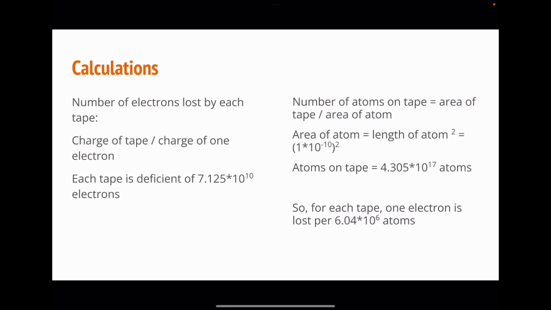The number of electrons lost by each tape was then calculated by dividing the charge of each tape by the charge of one electron to find that each tape is deficient of about 7.125 times 10 to the 10th electrons. Then I found a ratio for electrons lost to number of atoms on the tape by determining the number of atoms on the tape by dividing the area of the tape by the area of an atom, which we know, to find that the atoms on the tape are 4.305 times 10 to the 17th atoms. So for each tape, 1 electron is lost per 6.04 times 10 to the 6th atoms.